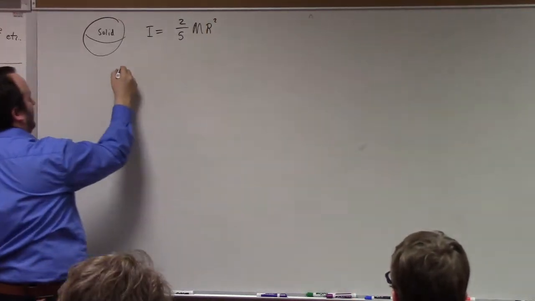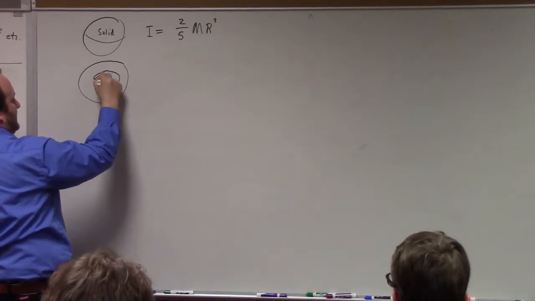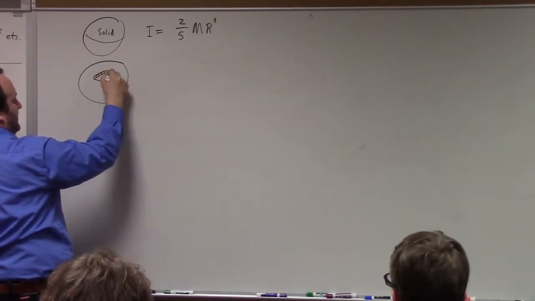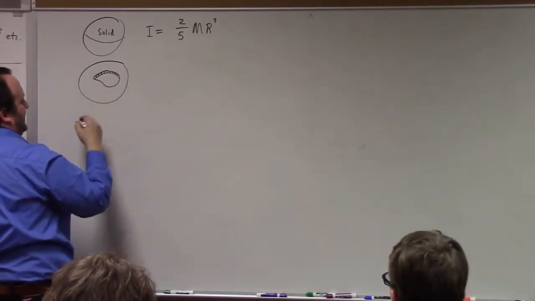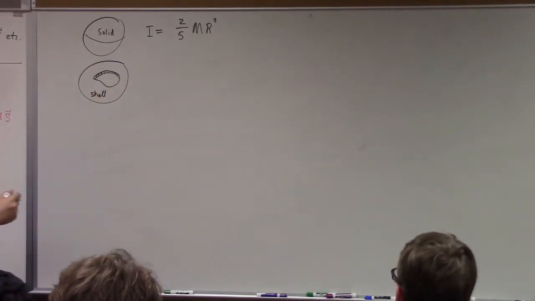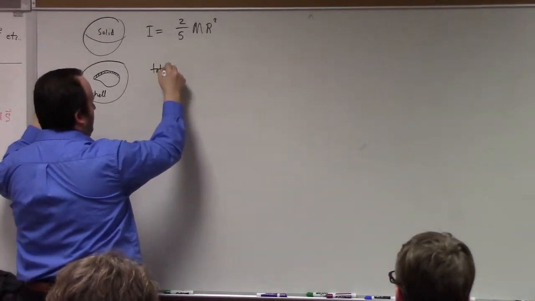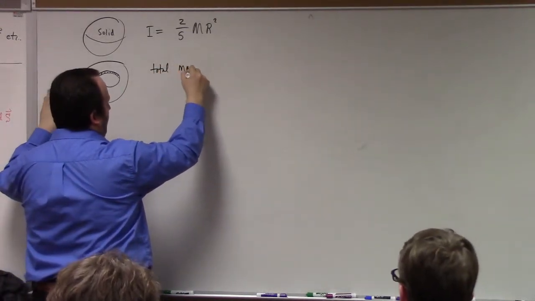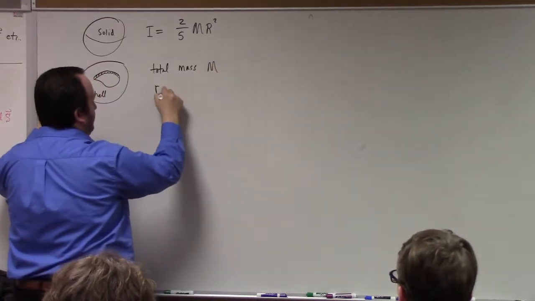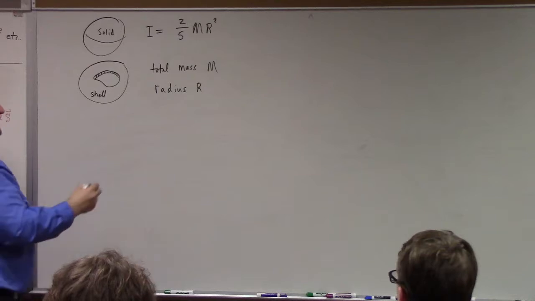So suppose you have a spherical shell. Sometimes we draw these things with a little cutaway so you can see it's a shell, right? So again, shell, let's suppose that total mass m, radius r. I want to calculate the moment of inertia.